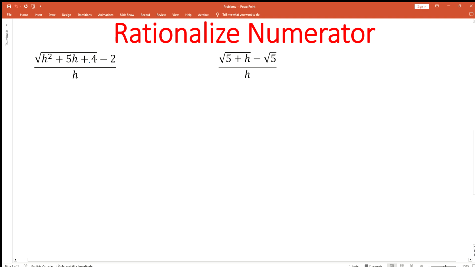We should multiply the numerator and the denominator by the conjugate of the numerator expression. Conjugate is an expression that has the same terms but the opposite sign between the terms. So the conjugate of this numerator expression is square root of h squared plus 5h plus 4 plus 2. So we should multiply the numerator and the denominator by square root of h squared plus 5h plus 4 plus 2.